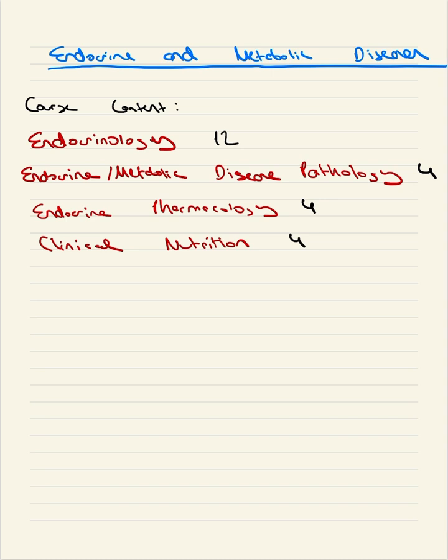So first I will present the course contents. We have 12 lectures of endocrinology, followed by 4 lectures of endocrine and metabolic diseases pathology, 4 lectures of endocrine pharmacology, and 4 lectures of clinical nutrition.